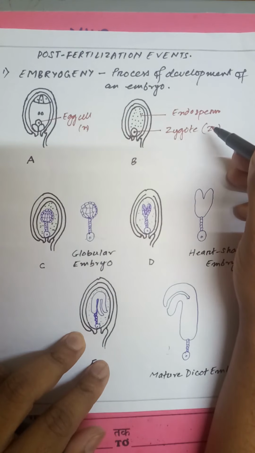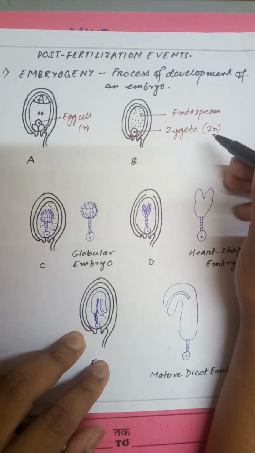Now there is one question. Formation of endosperm precedes formation of an embryo. Why? Because the embryo requires food. So much before the embryo is formed, food must be formed. And that is the reason why endosperm formation precedes formation of an embryo.